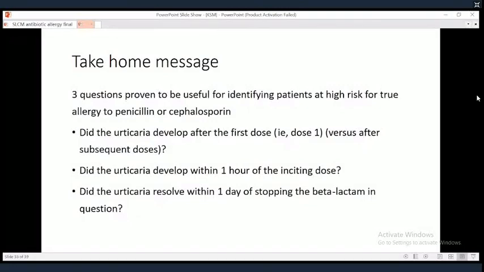So if the answer is yes to all 3 questions, then sensitivity and specificity is about 85%, and the positive predictive value is again around that much. So depending on the answer, if the answer is yes, you can refer the patient to specialized allergy diagnosis or management.